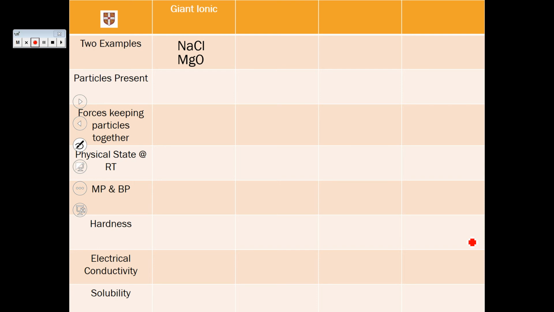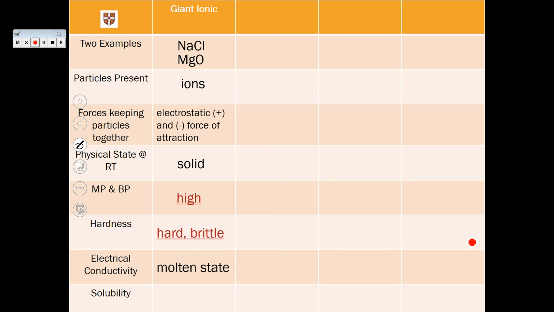The particles present in an ionic compound are ions, the positive cation, the negative anion. The force that keeps them together is the electrostatic force between the positive and negative ions. The physical state at room temperature is solid. Ionic compounds have high melting and boiling points. They are hard and brittle.